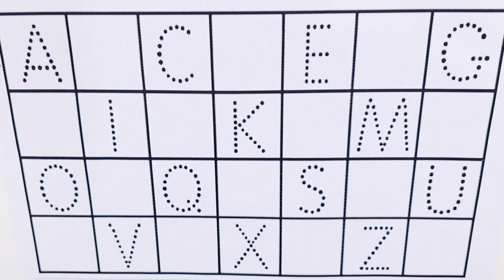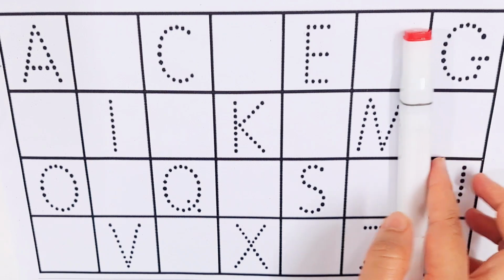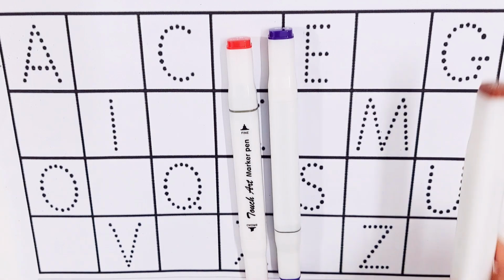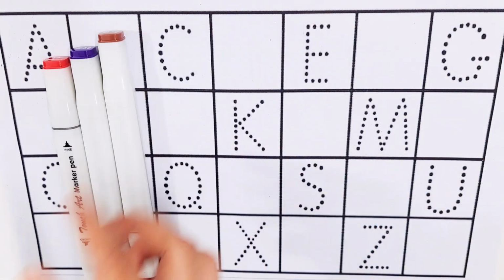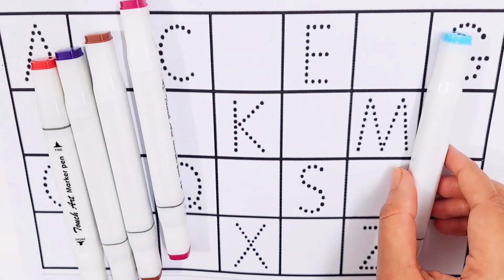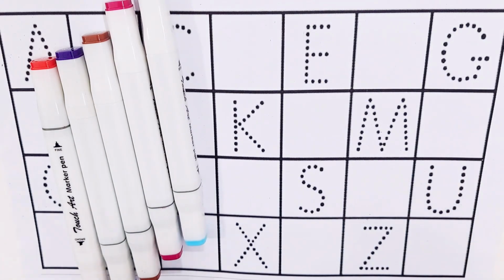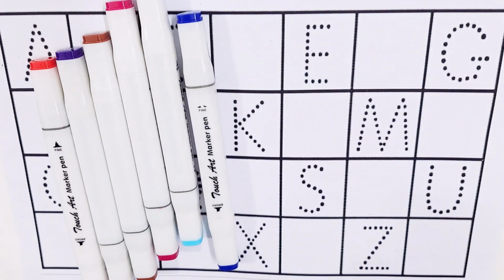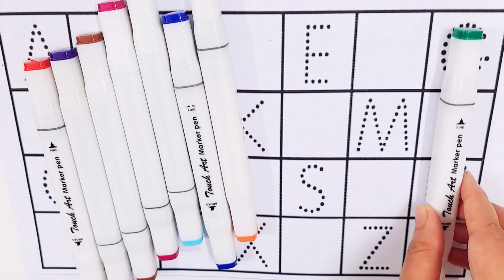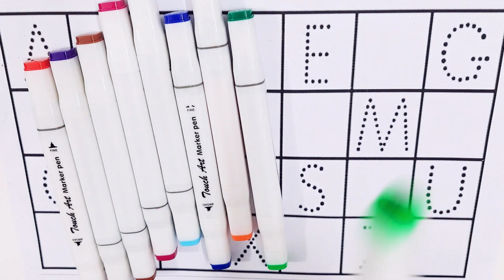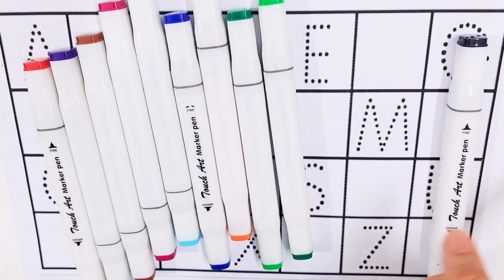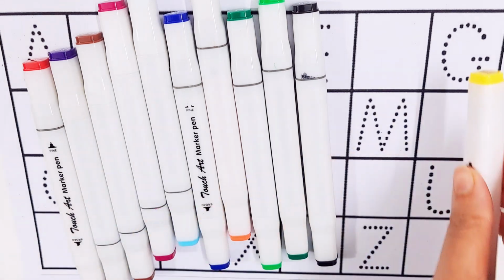Hello guys, let's learn some colors name. Red color, violet color, brown color, purple color, sky blue color, dark blue color, orange color, dark green color, light green color, black color, yellow color.